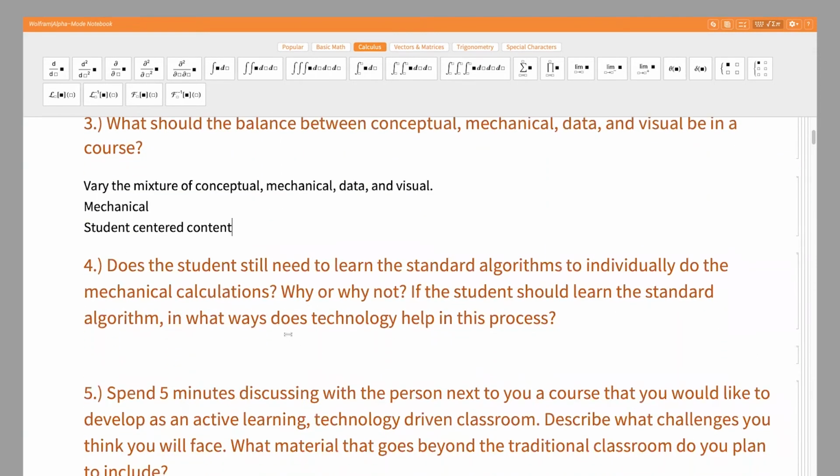So that leads to my next question here. Does the student still need to learn the standard algorithms to individually do the mechanical calculations? Why or why not? And if the student should learn those standard algorithms, in what way does technology help the process? So do we have any thoughts on this here? Right. We could compute this once by hand to appreciate the technology.